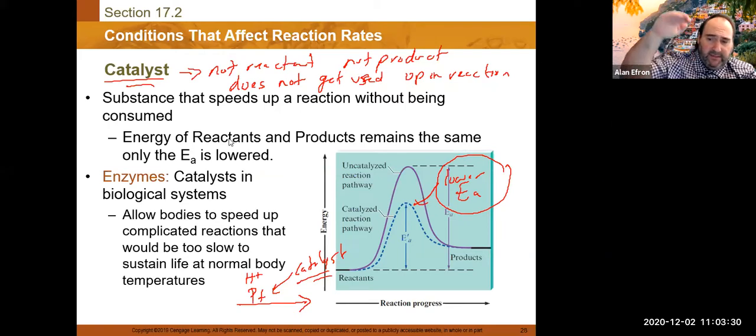What it means is you don't have to go all the way up the giant hill. You have just a smaller hill to climb to get to the other side, and it allows that reaction to take place a lot quicker. Any questions on that as well?